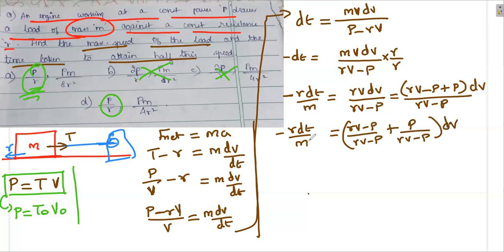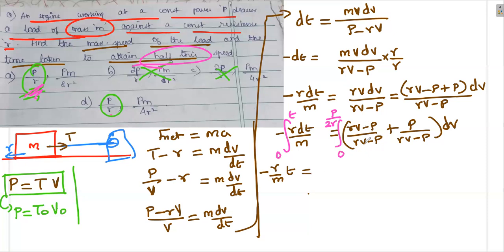Now this is just one, and now I can integrate. If I integrate both sides, I can integrate directly, with the limit from 0 to t, starting time 0. Initial velocity is 0, and the final velocity is v naught by 2. But v naught is p by r, so p by 2r; final velocity is half of the speed. So the integration is from 0 to p by 2r. Let's integrate. Integrating gives minus r by m t, limits applied.